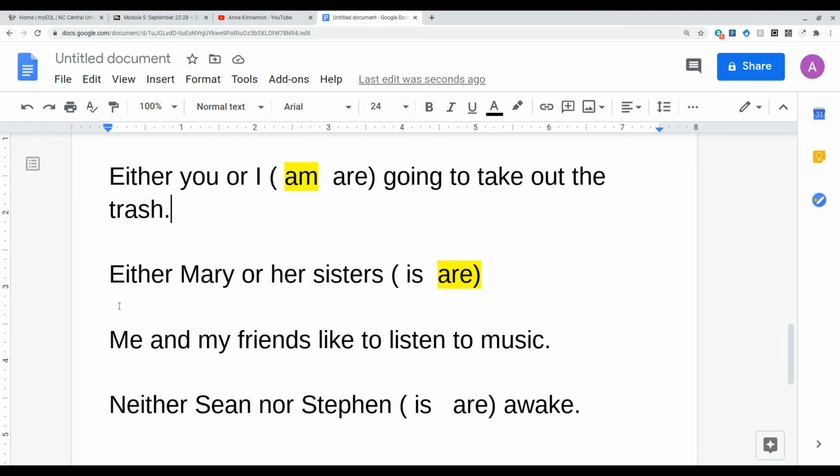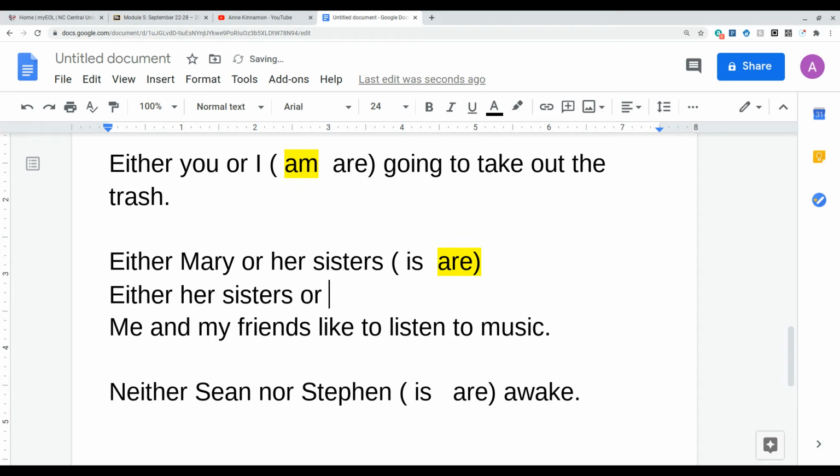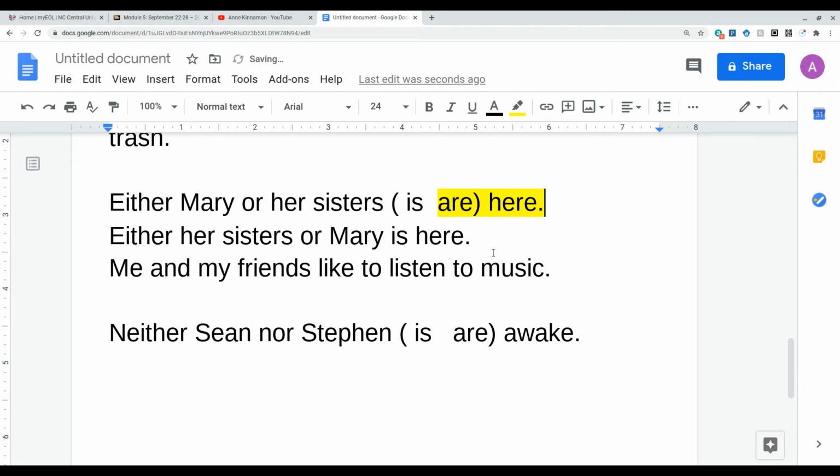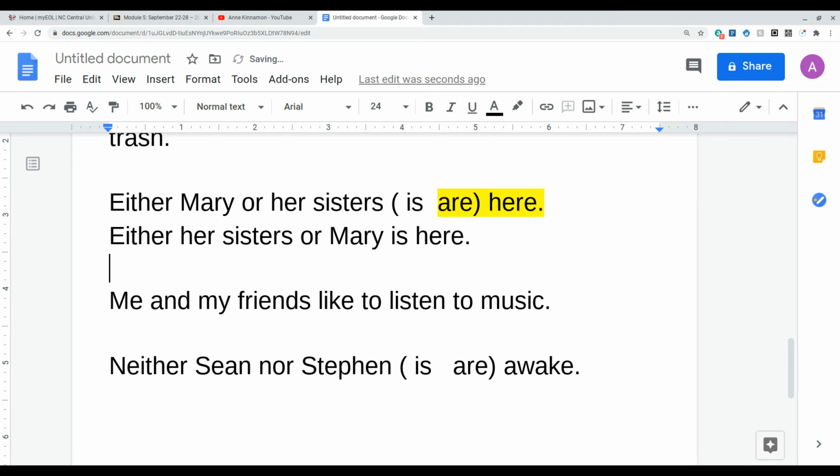Whatever is closer. So let me just write this sentence the other way. If I wrote it the other way, I would say either her sisters or Mary is, and I would finish the sentence, maybe is here, something like that, to make sure it makes sense. I want to make sure that we have a complete thought. Let's look at this next one. There's a problem with it.